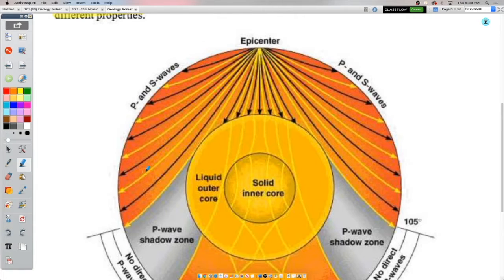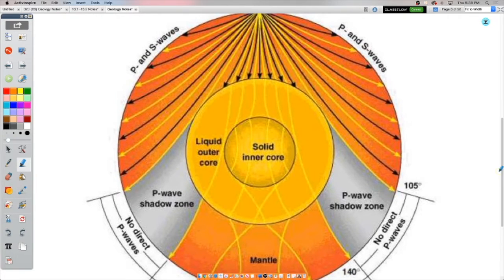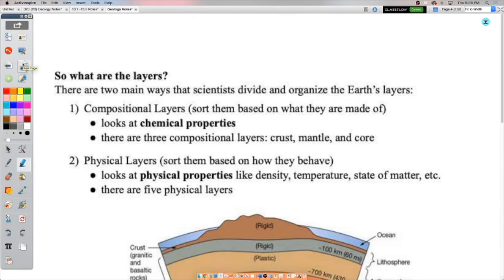So we see them bend, we see them suddenly change direction, we even see some get stopped. And from that, we can piece together, do the math on how waves travel, and figure out roughly where one layer ends and another begins, and roughly what that layer is like in terms of its properties. So that's just the how. Okay, so now we've gone over how we know there are layers. What are the layers?